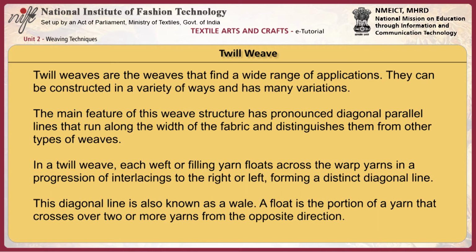In a twill weave, each weft or filling yarn floats across the warp yarns in a progression of interlacings to the right or left, forming a distinct diagonal line. This diagonal line is also known as a wale. A float is the portion of a yarn that crosses over two or more yarns from the opposite direction.